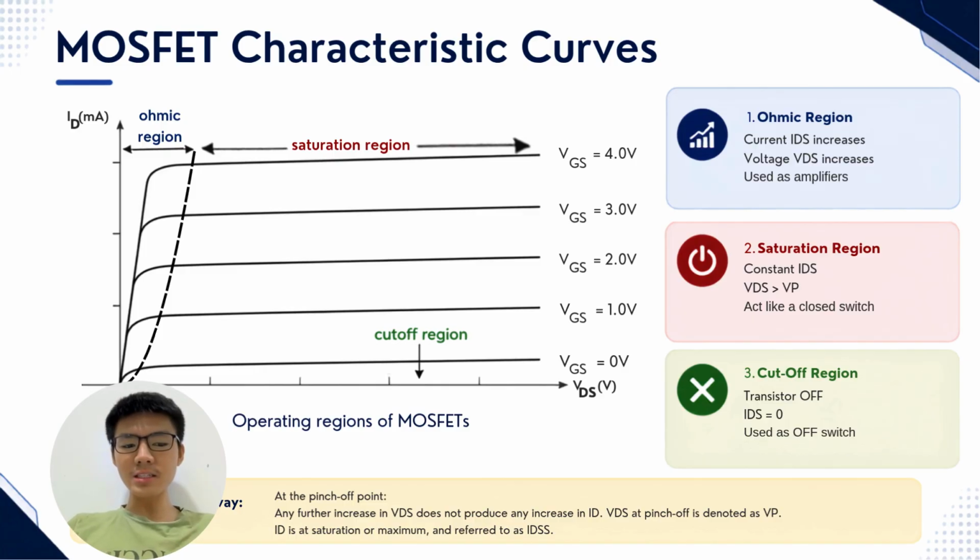And the third region is the cutoff region. In this region, the gate to source voltage is below the threshold voltage. So, no channel is formed and the MOSFET remains off. As a result, almost no drain current flows.